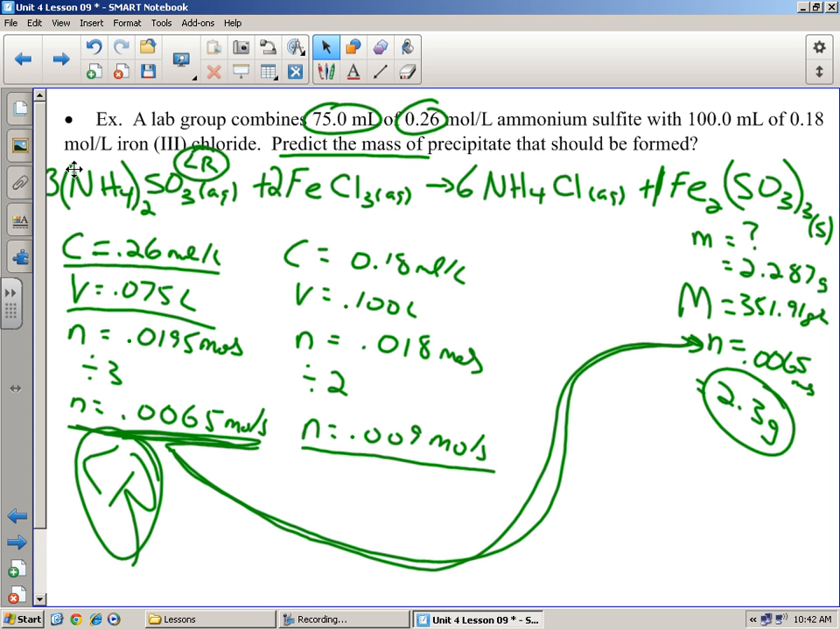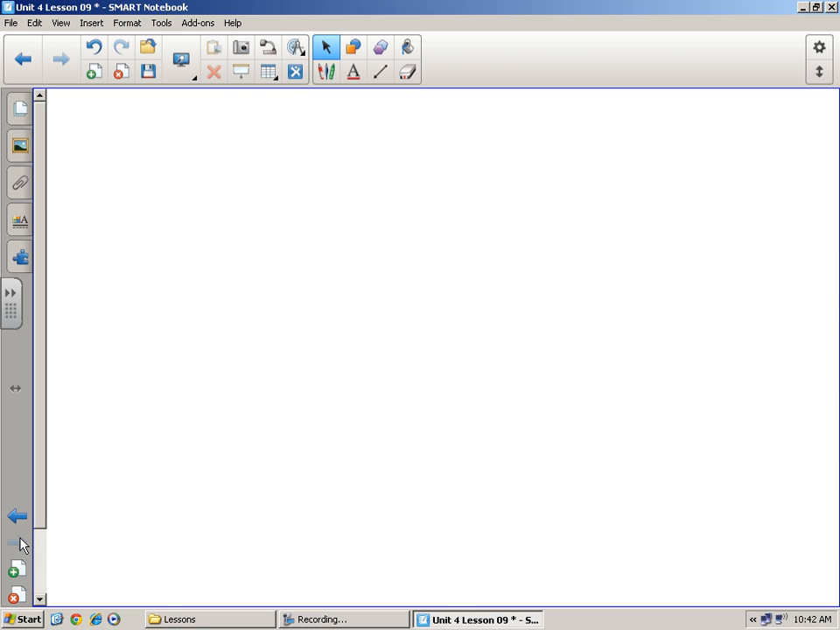So solution stoichiometry, of course, we'll use C equals n over V. Tomorrow we're going to talk about some titrations, which will be solution stoichiometry. Again, it's just a special type. And then on Thursday we'll go to the lab and do a titration as well. Okay? And we'll spend some time doing that.